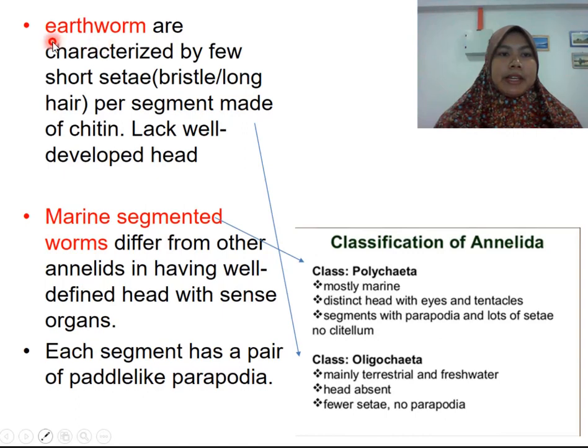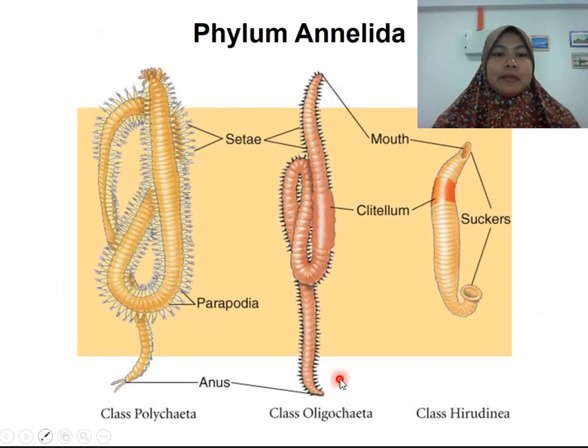Let's go and look at the earthworm. The earthworm falls under class Oligochaeta. Earthworms are characterized by having few short setae. Setae are bristles, or long hairs, per segment made of chitin, and they lack a well-developed head. Let's look at this picture. This is an earthworm in the class Oligochaeta. You can see they lack a well-developed head and they have these short setae, bristles or hair structures.